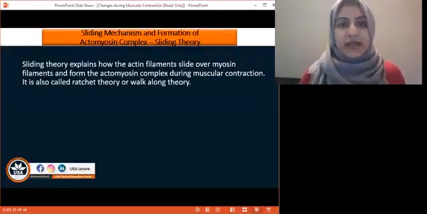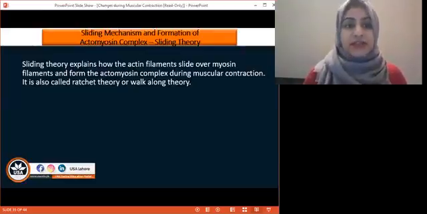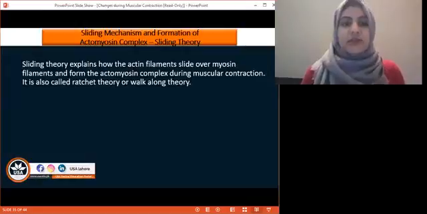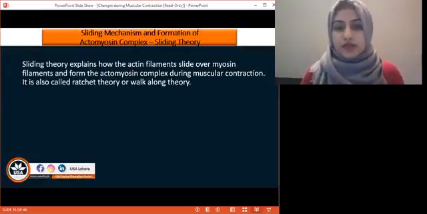Now we have the sliding mechanism and formation of actomyosin complex. This is also known as the sliding theory. The sliding theory explains how the actin filaments slide over the myosin filaments and form the actomyosin complex during muscular contraction. This one is also known as the Ratchet theory or walk-along theory.